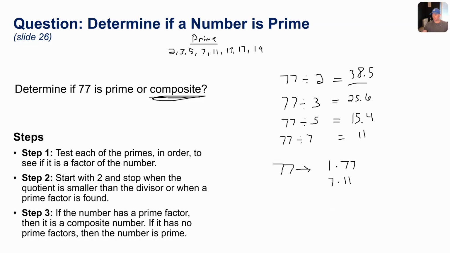So basically what step 3 says: if the number has a prime factor, then it is a composite number. If it has no prime factors, then the number is in fact prime.